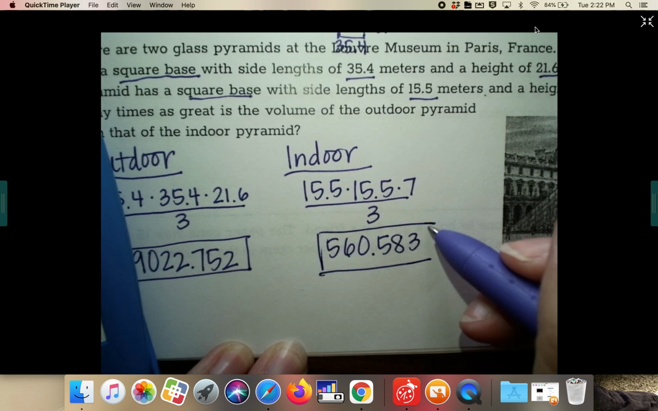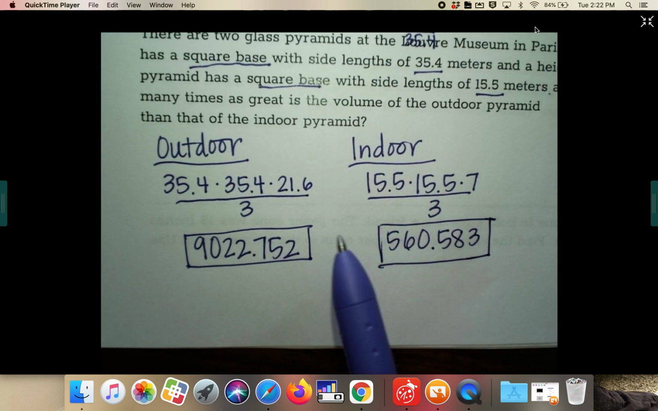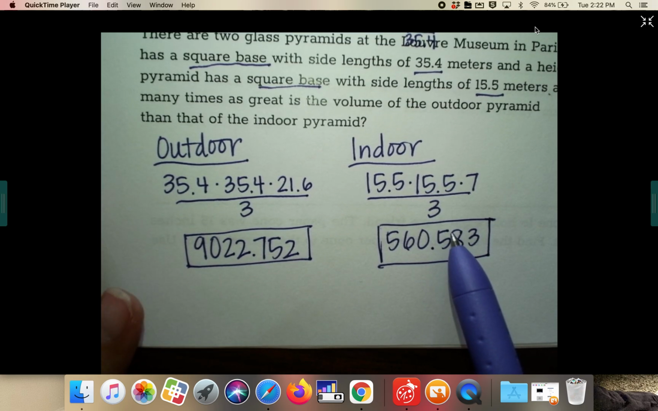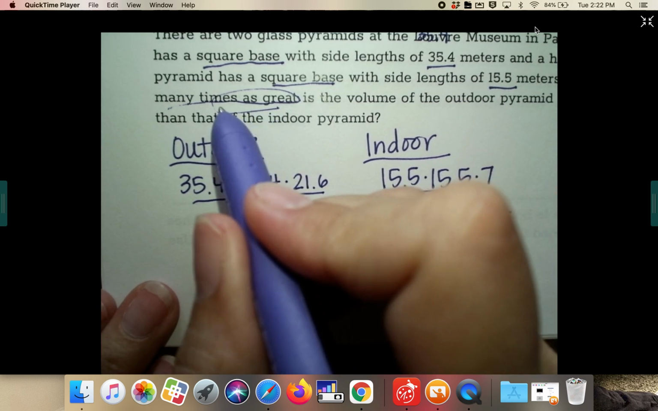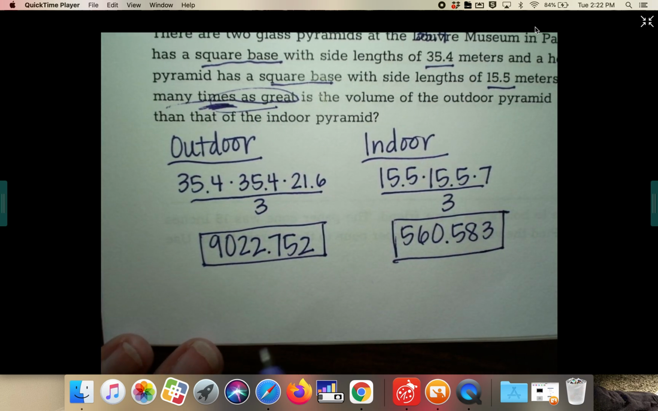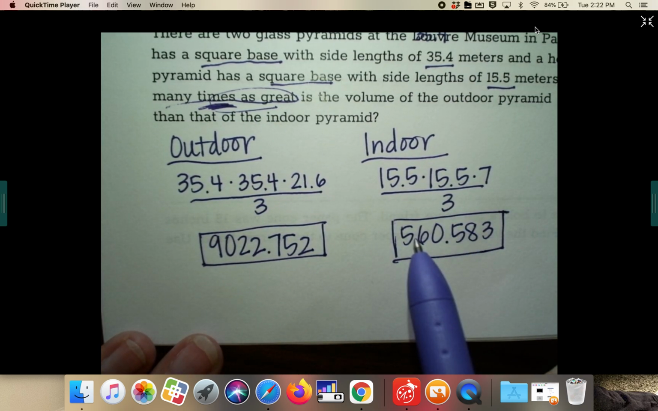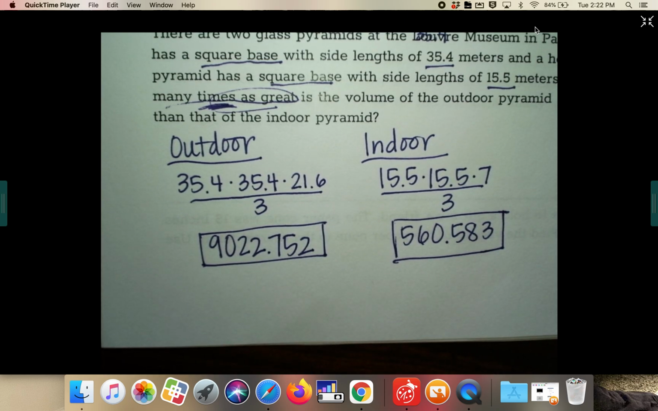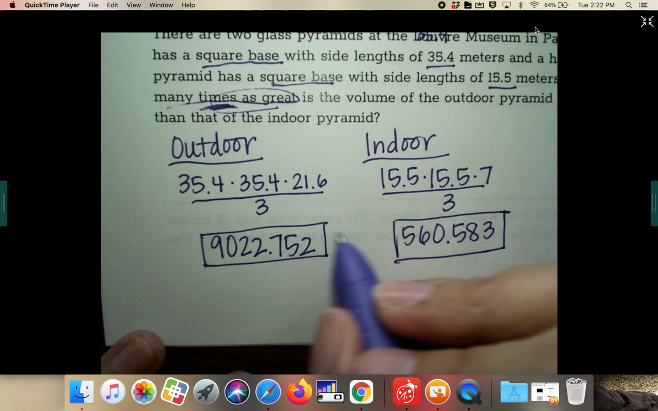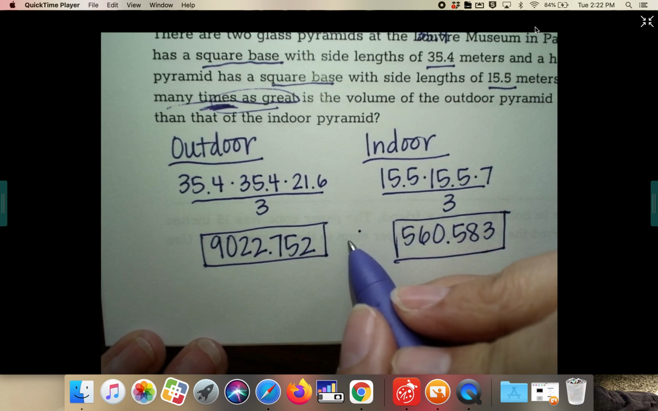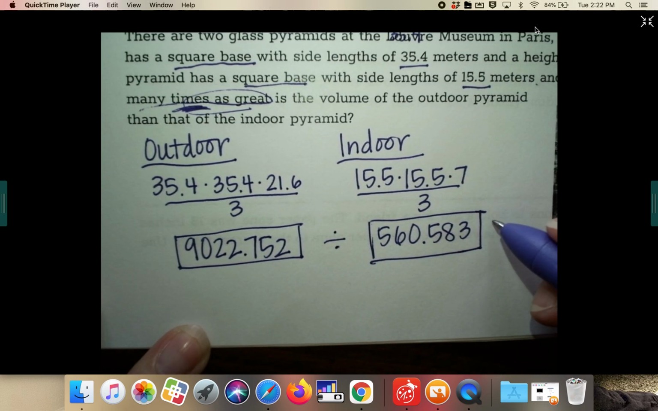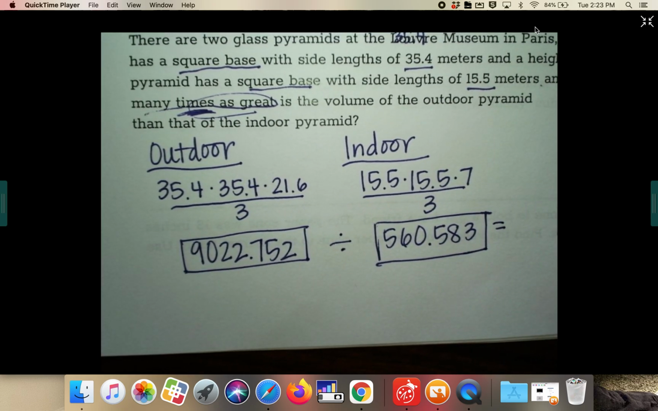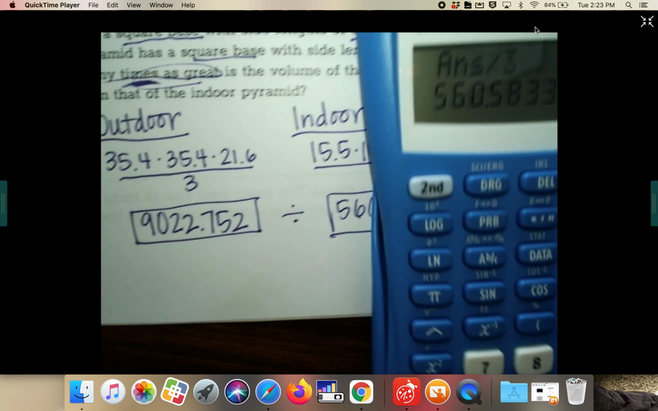Okay, now that's not what the question was. We didn't need the outdoor volume and the indoor volume. We wanted to know how many times as great. If it says how many times, what they're asking is how many times can we multiply this number and it becomes this number. So if you're working backwards, a really good way to see how many times this goes into this is to divide it. So we're going to take the bigger number and divide by the smaller number to see about how many times.